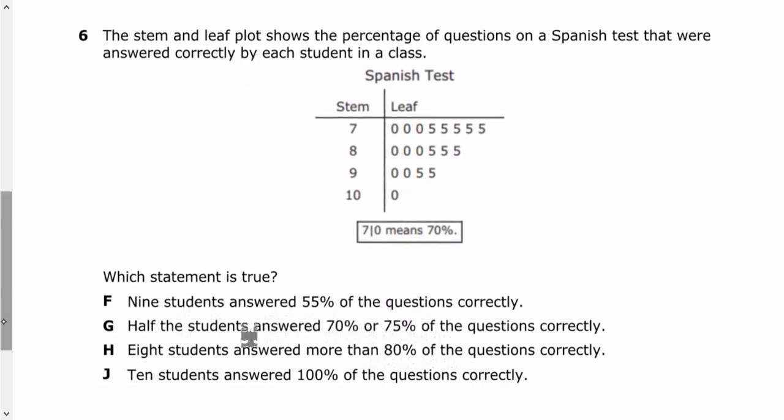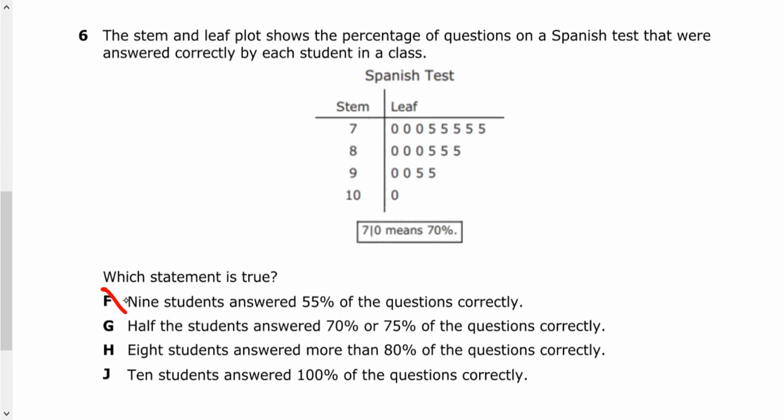Number 6, the stem and leaf plot shows the percentage of questions on a Spanish test that were answered correctly by each student in a class. Which statement is true? 9 students answered 55% of the questions correctly. So let's find where 55% is. And actually, if I look here, I can't find 55%. I have 70, 75, 80, 85, 90, 95, and 10 and 0, which would make 100%. But if I had 55, it would look something like this, 5, and then I'd have a 5 over here. So there is actually no 55. So F is not my answer.